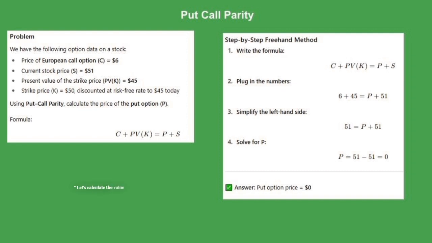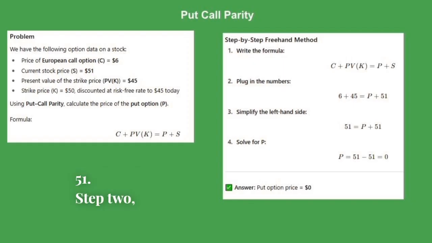Let's calculate the value of a European put option using put call parity. The formula is call price plus the present value of the strike equals the put price plus the stock price. Here are the numbers. The call option is worth $6. The present value of the strike is $45. The stock price is $51. Step 1. Set up the equation. 6 plus 45 equals P plus 51.